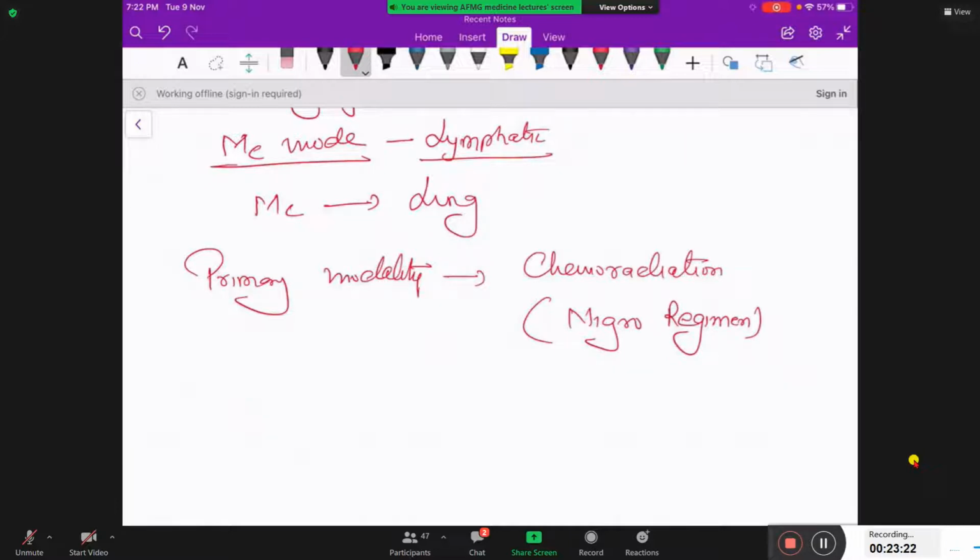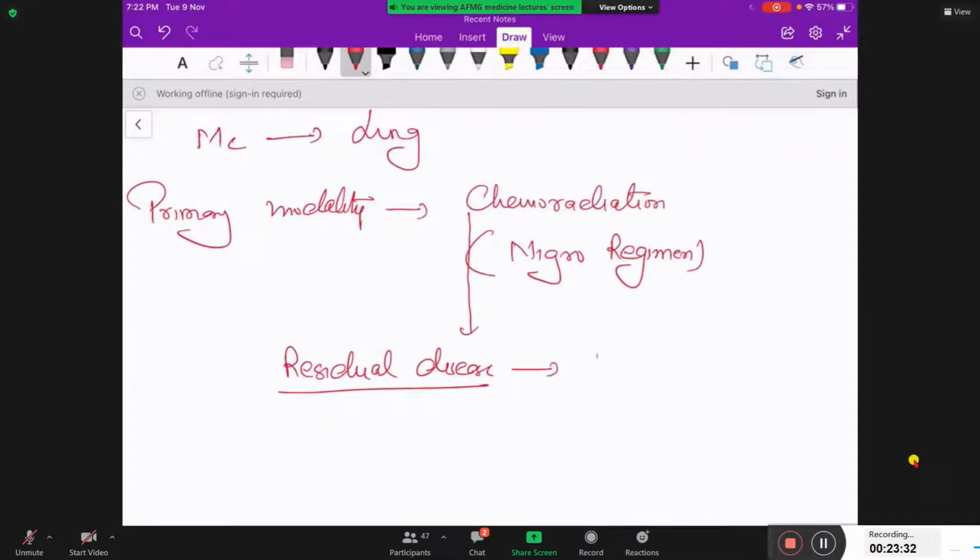Okay, and if after this regime there is a residual disease, you should do APR. What is APR? Abdominoperineal resection.